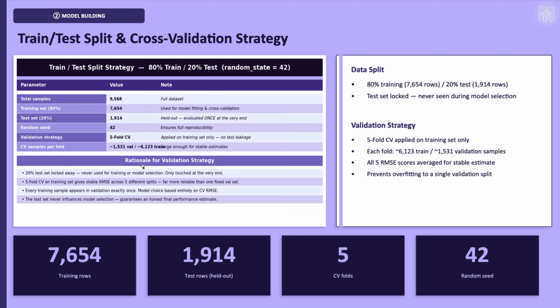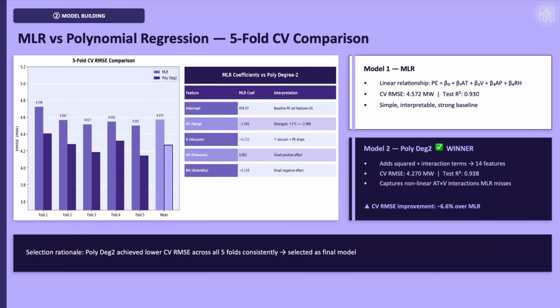So we have here the parameters, the rationale for the validation strategy, and the number of rows given the dataset from the course, and the test held out also for the rows, and the random seed that was 42. Then we had also part of the model, the polynomial regression that had a 5-fold CV comparison, and we have here the graph that shows both comparisons, and how it goes for the vacuum V, the AT temperature, the pressure AP, and the humidity RH.